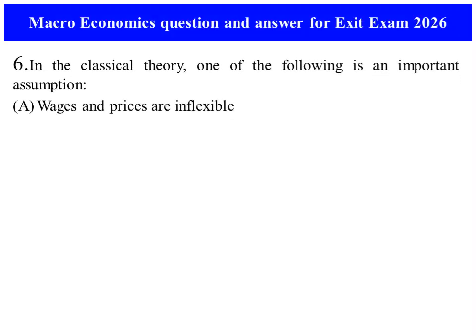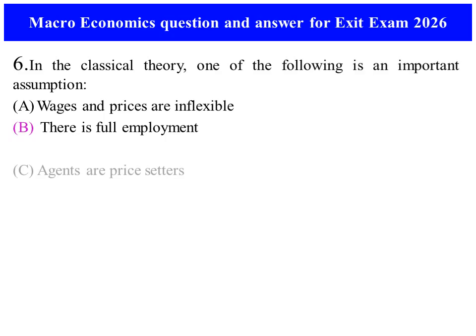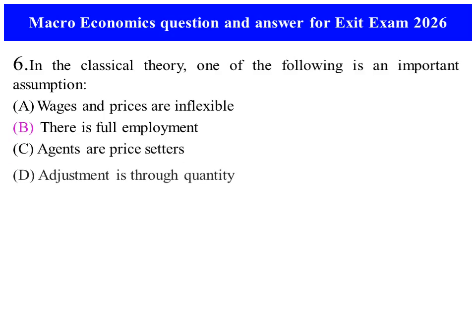Number six, in the classical theory, one of the following is an important assumption. A. Wage and price are inflexible. B. There is full employment. C. Agents are price setters. D. Adjustment is through quantity. The assumption for classical theory is that there is full employment. So the answer is B.